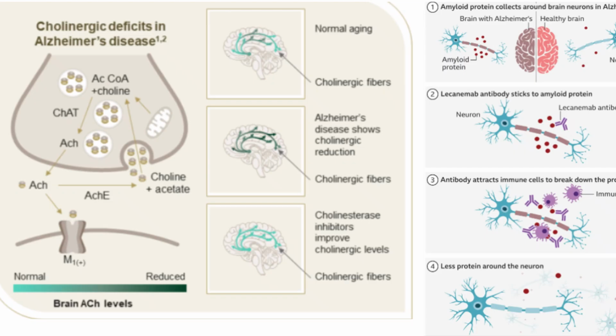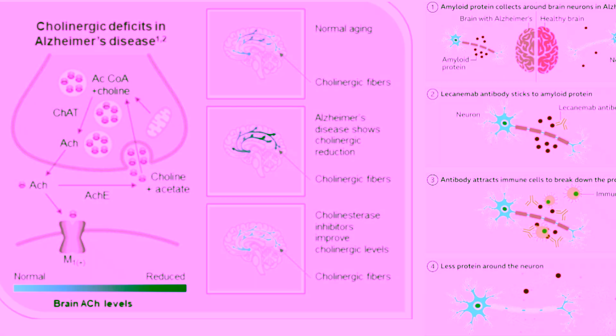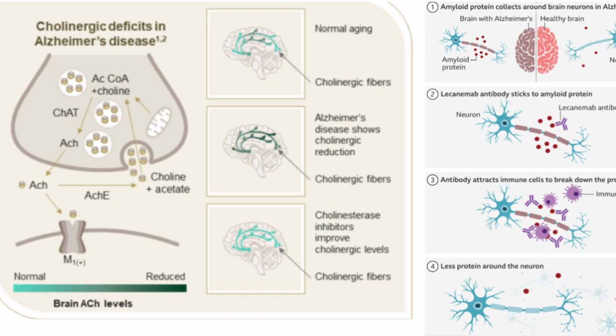By preventing the breakdown of acetylcholine, the brain and the neurons are able to receive neurotransmitters and continue to communicate with each other. And another treatment includes antibody infusions, such as lecanemab. I hope I pronounced that right. Which is an antibody that basically attracts immune cells to break down the amyloid plaques, which are the clumps of amyloid beta proteins that clog up neurons.